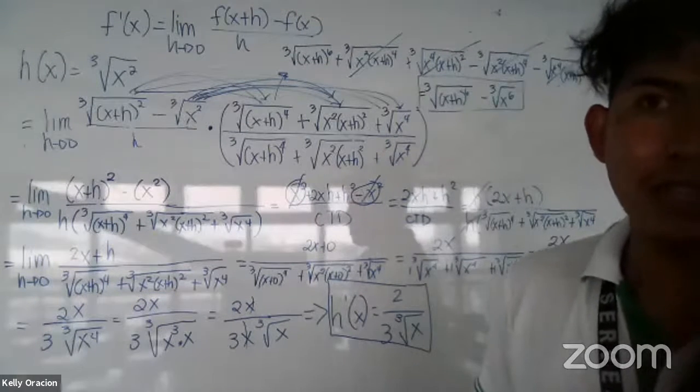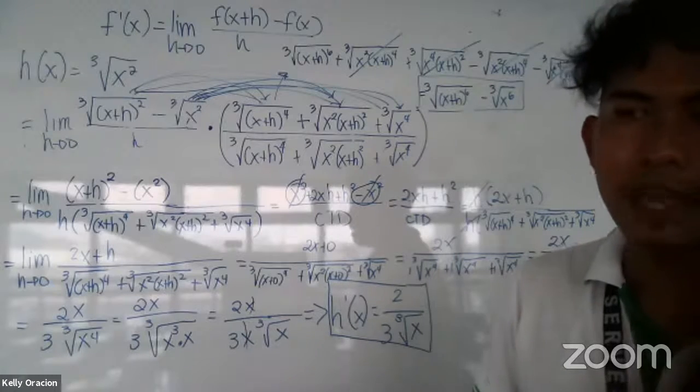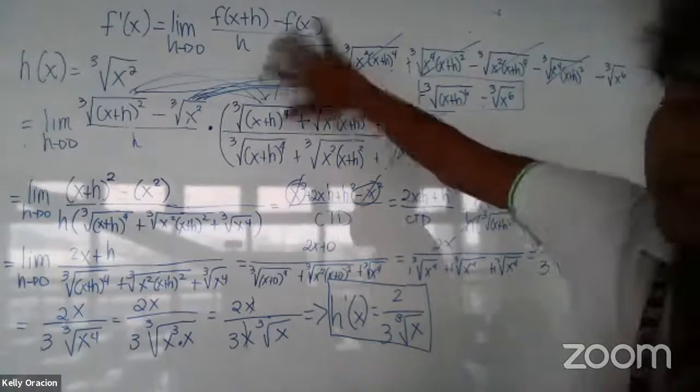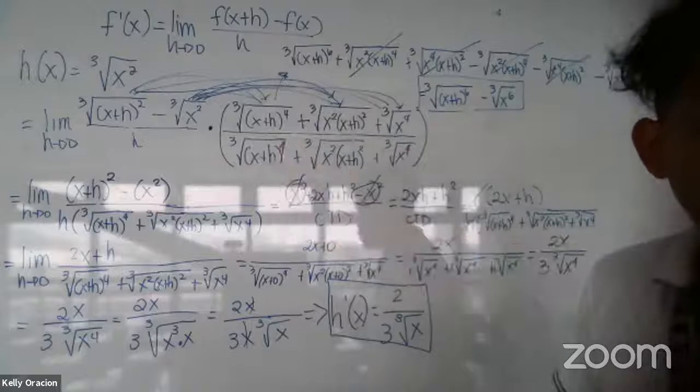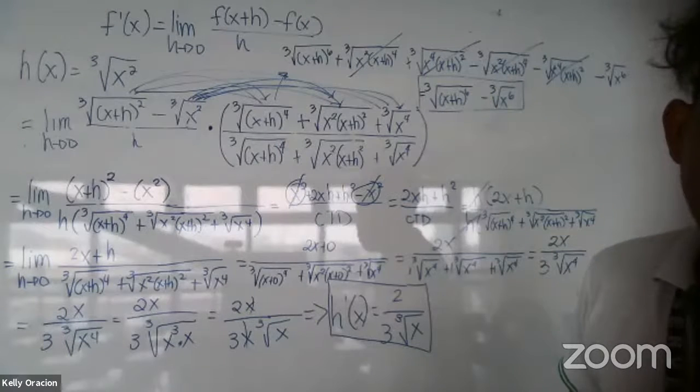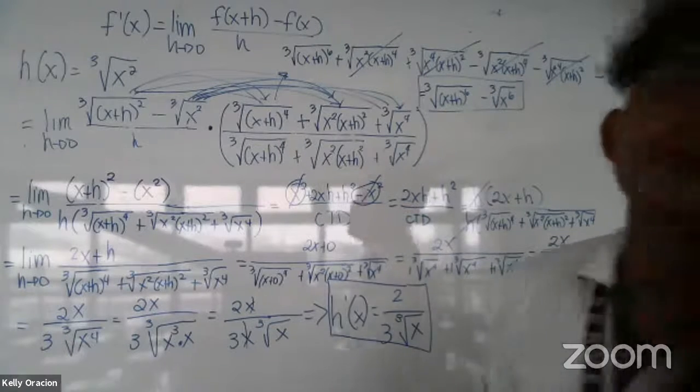Ang ating second to the last example or the remaining examples, iba siya. Dili siya square root, dili po siya cube root, naka-fraction. Naka-fraction siya.